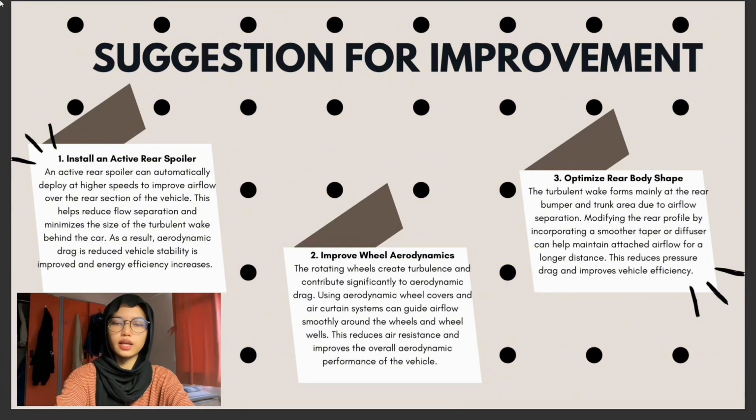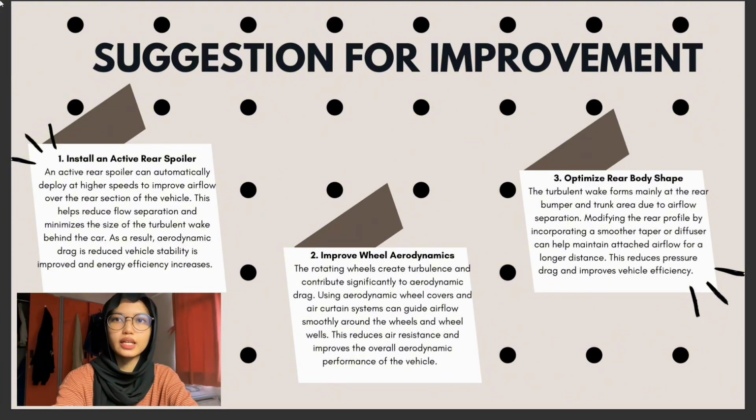First, we can install an active rear spoiler. An active rear spoiler automatically deploys when the vehicle reaches a high speed. This helps improve airflow over the rear section of the car and reduce flow separation. As a result, aerodynamic drag is reduced, vehicle stability is improved, and energy efficiency can be increased.